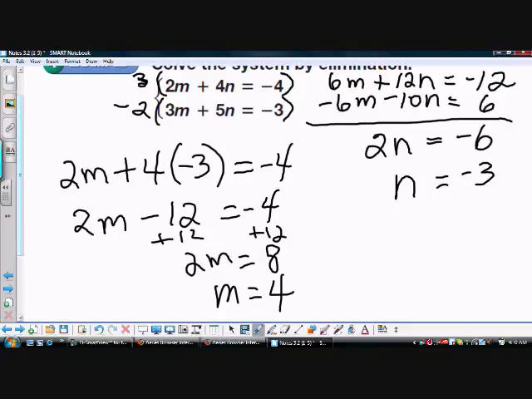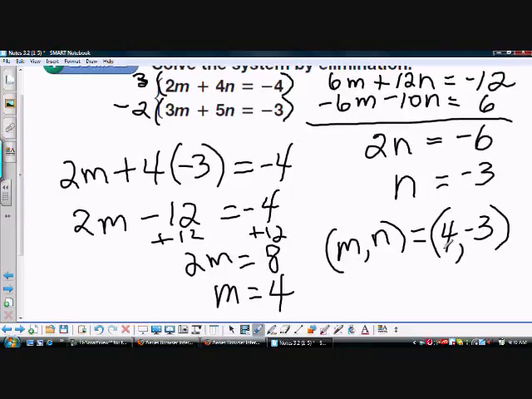You can also write these in an ordered pair, but since they're not x and y's, we should tell which is m and which is n. So m comma n is equal to 4 comma negative 3 would be the way to write that. Or you could write n comma m is equal to negative 3 comma 4. So if I just wrote the ordered pair, I wouldn't know which one was m and which one was n.